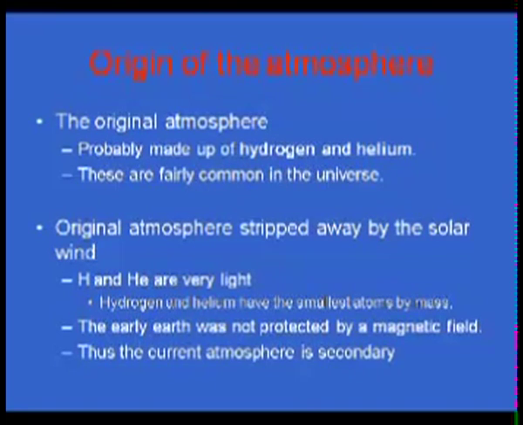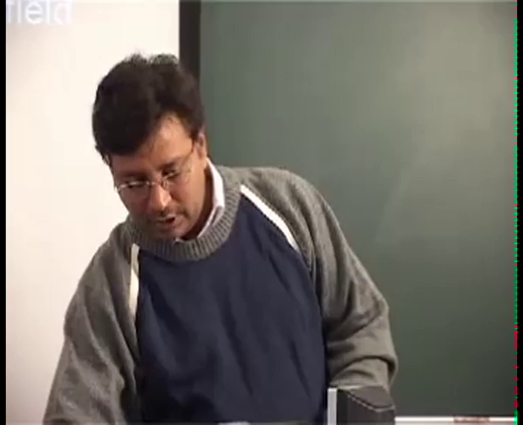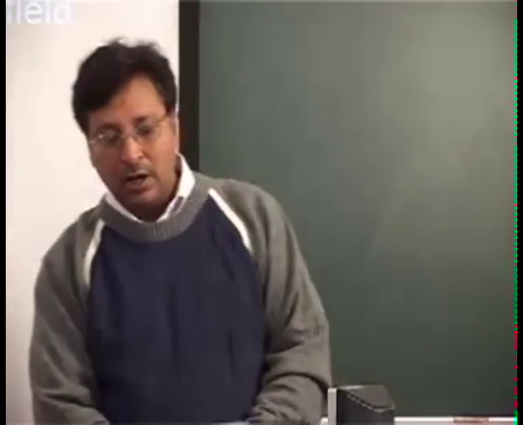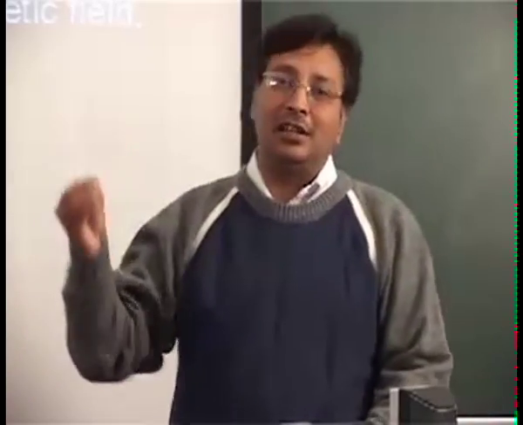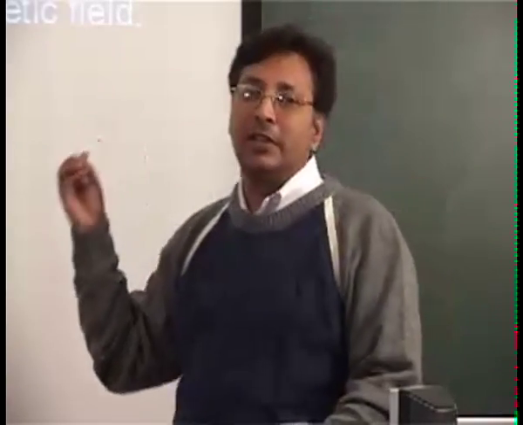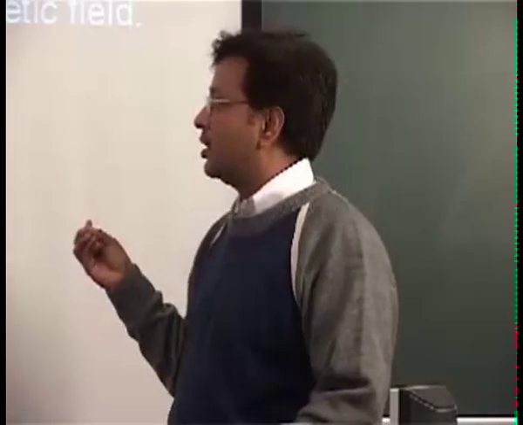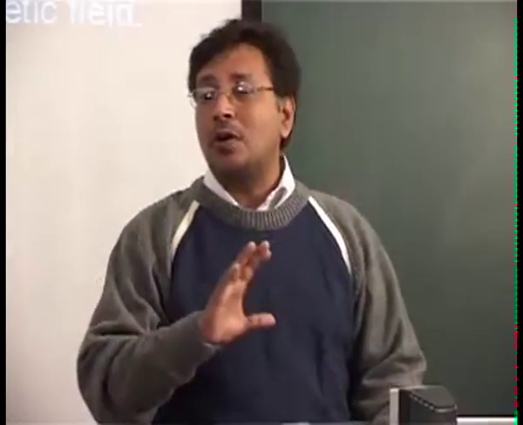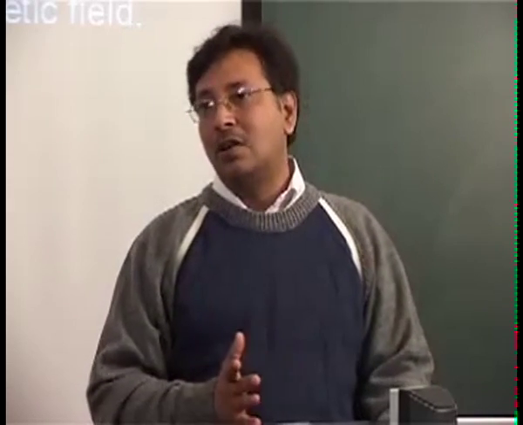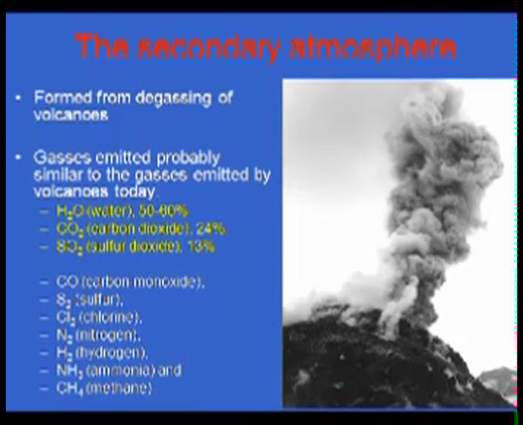The early earth was not protected by a magnetic field also, so the removal was very easy. Thus the current atmosphere is a secondary atmosphere. We started with this one, and on Jupiter you can still find the hydrogen and helium. Okay, things got changed, and so we are no more talking about the primary atmosphere. It got changed to something else.